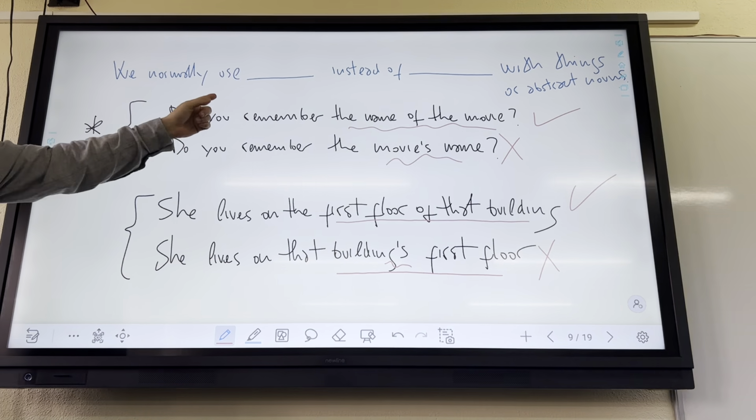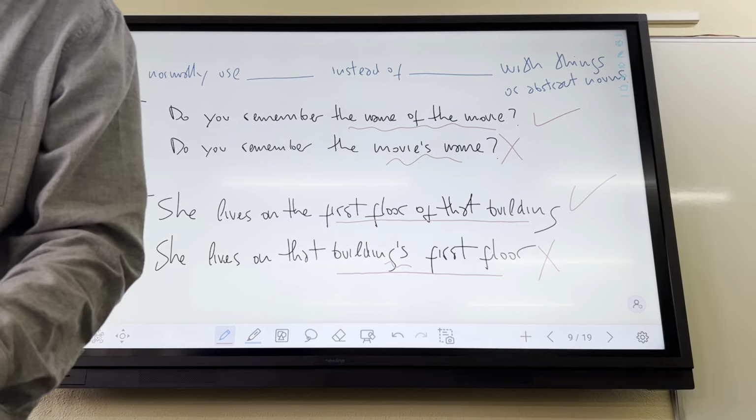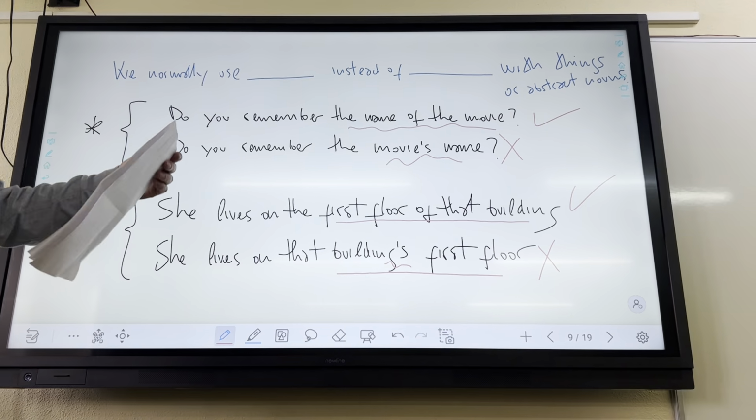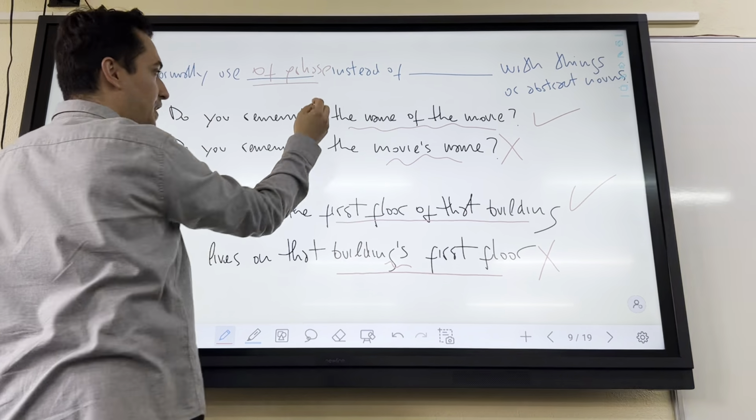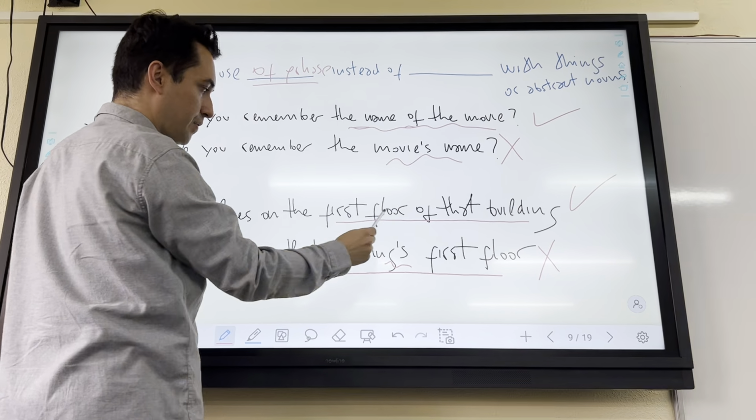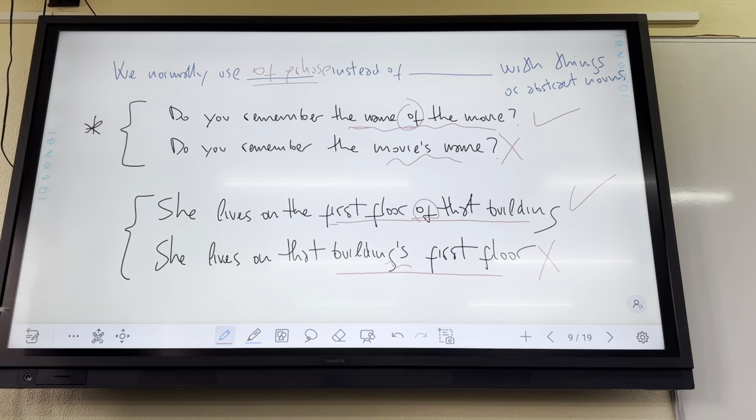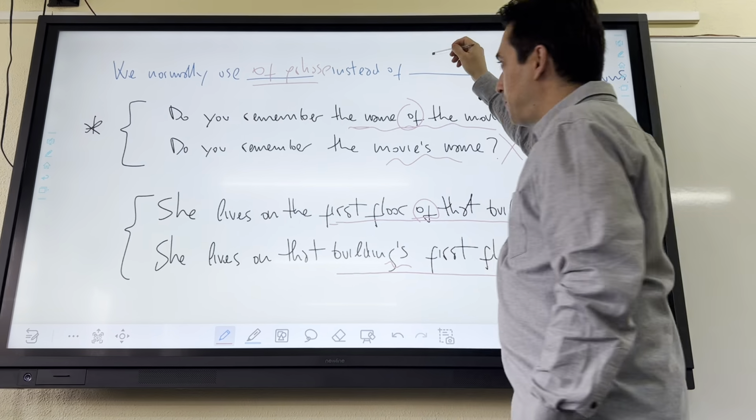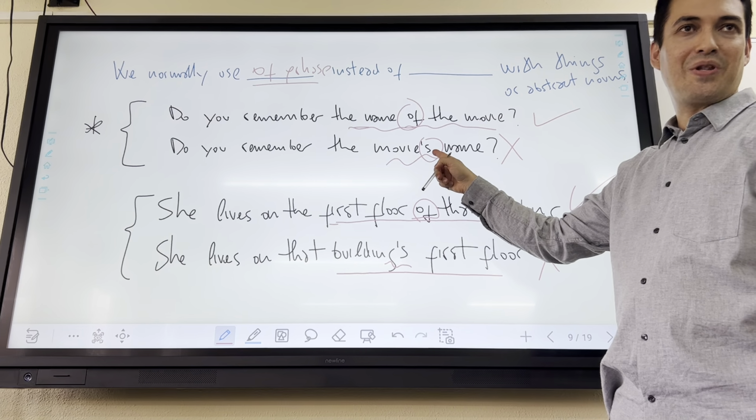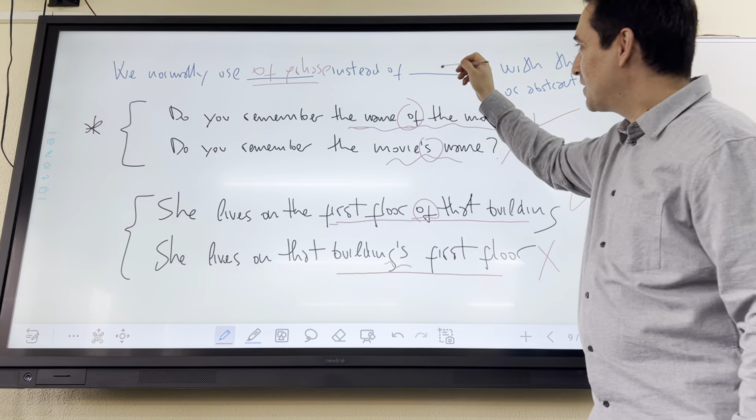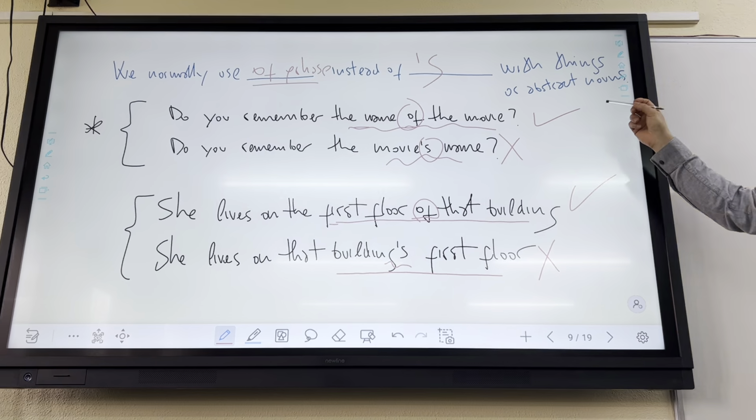We normally use the "of" phrase. This is the of phrase: the name of the movie, the first floor of that building. We normally use the of phrase instead of apostrophe S with things or abstract nouns.